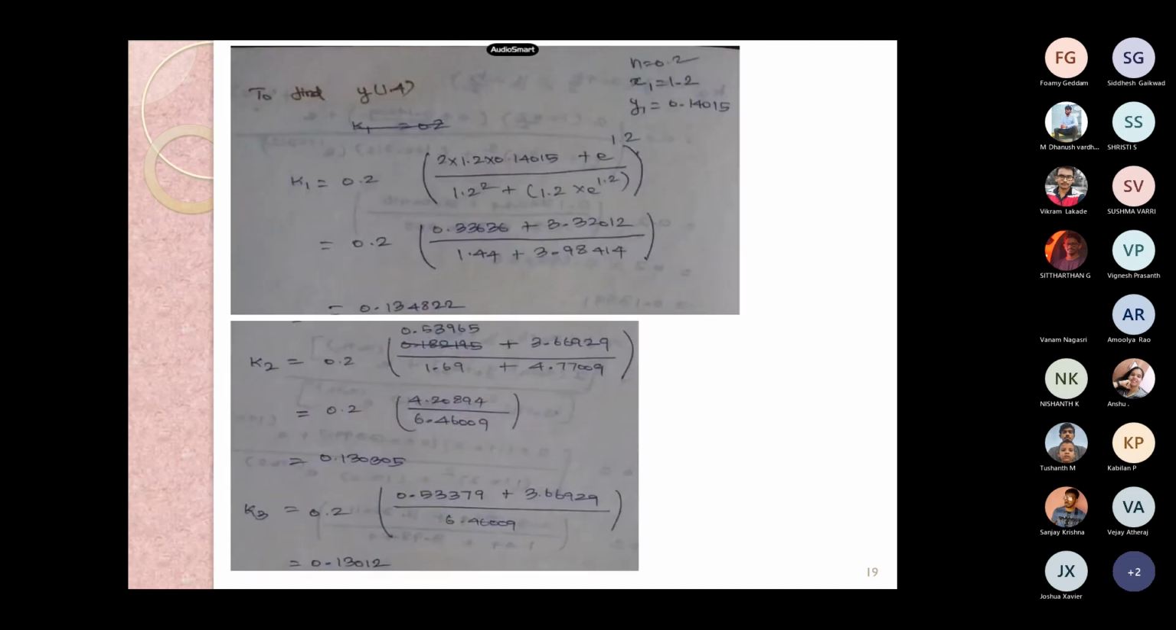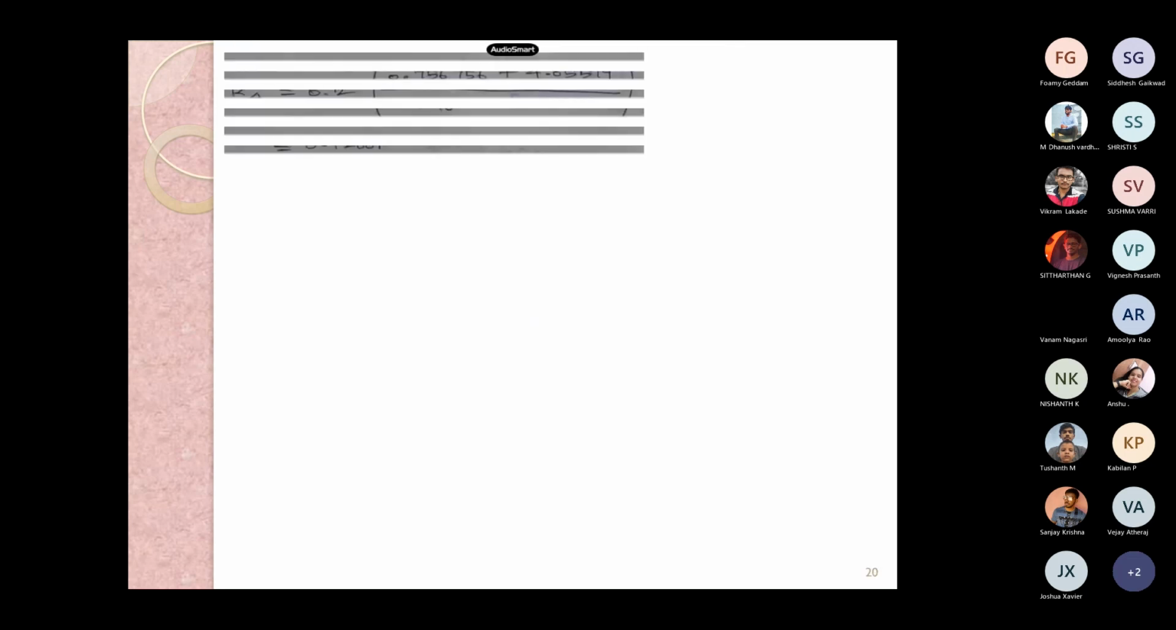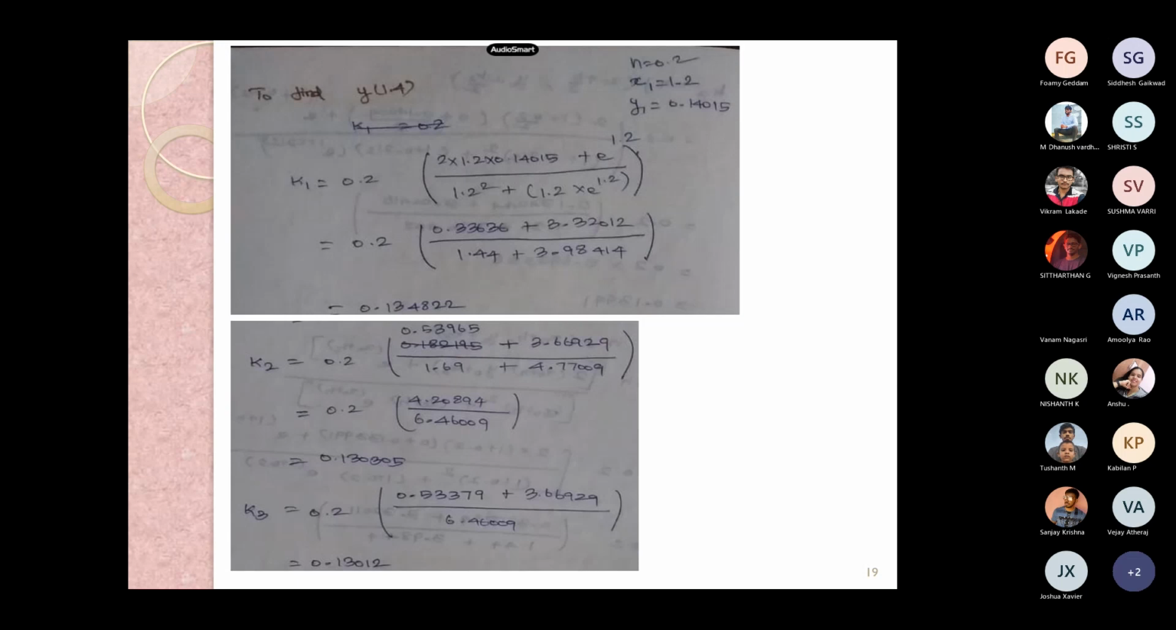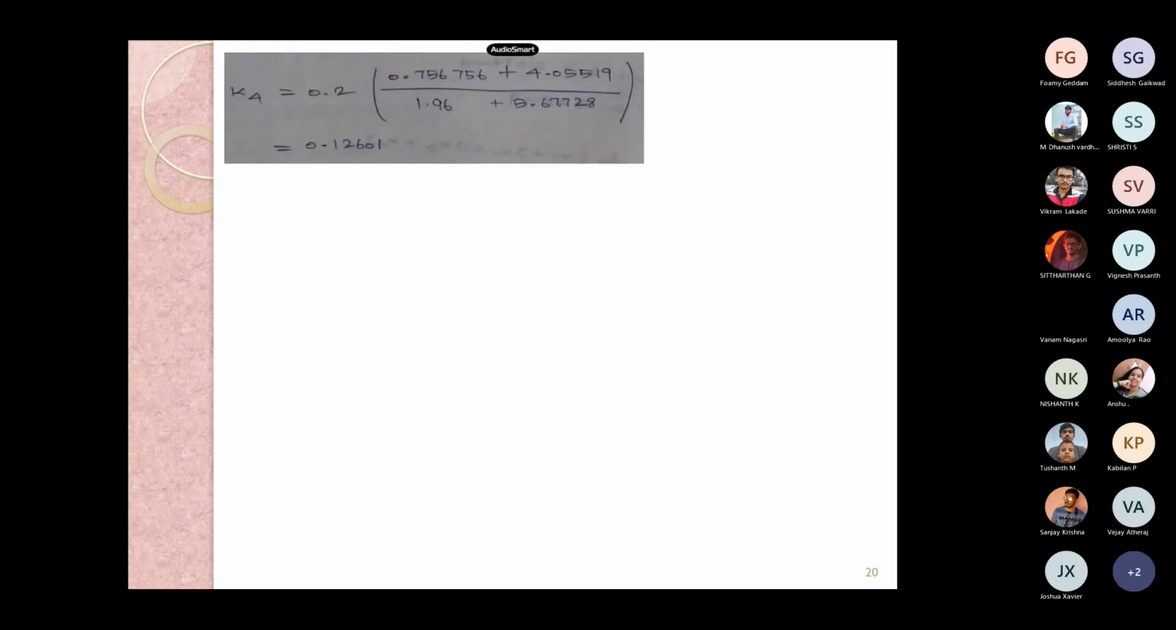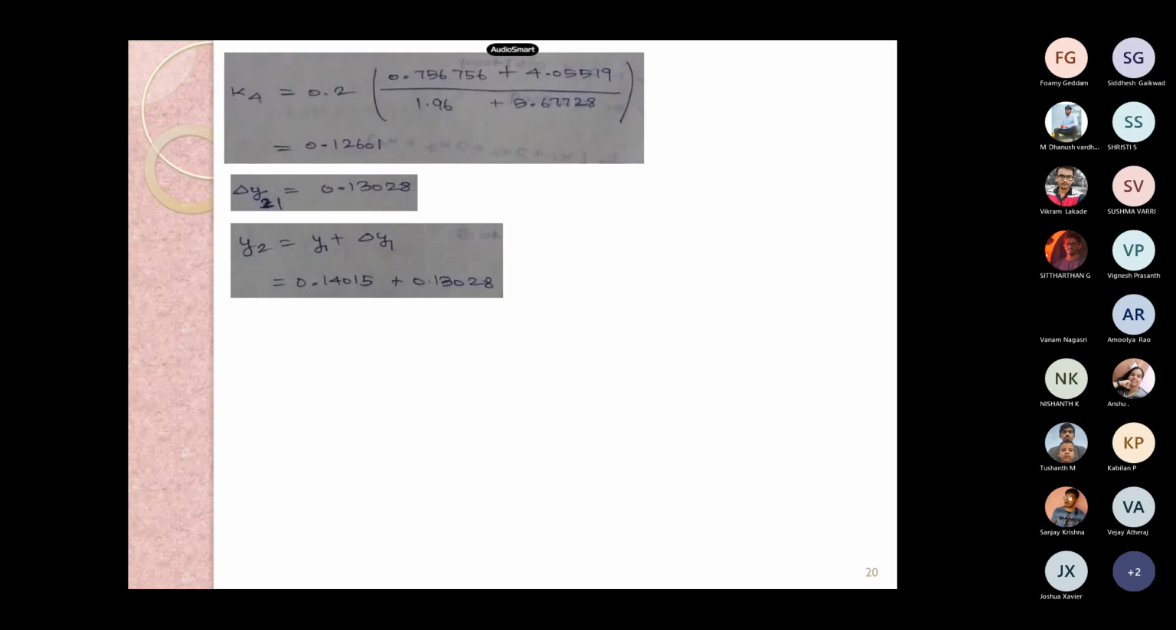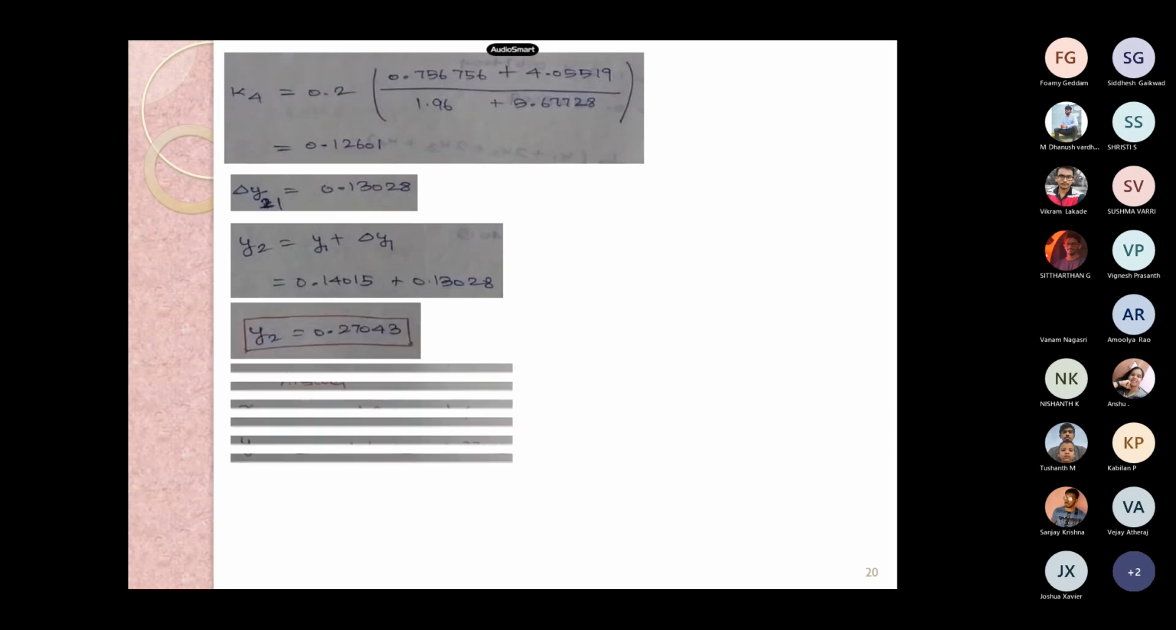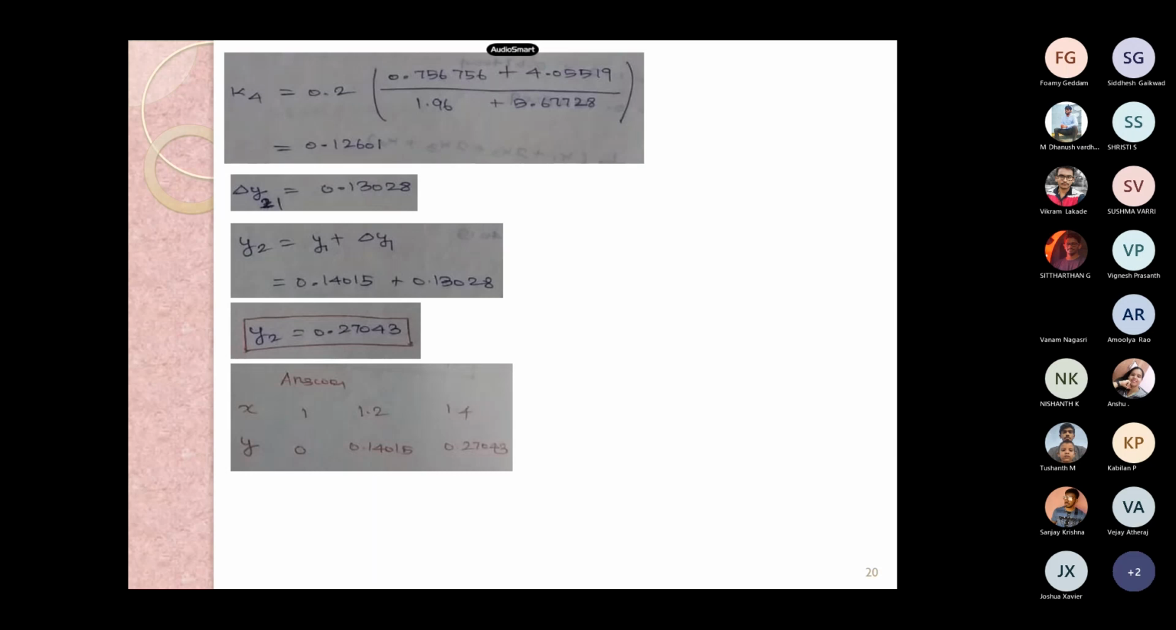And in similar fashion, we need to find the value of y at 1.4. Our k1 is equal to 0.134822 and k2 is equal to 0.13012. And k4 is 0.12601, and delta y1 is equal to 0.13028, and our y2 is equal to 0.27043. And you make it as a table. If the required value is only one, then leave it. If there is more than one, you make a table and present it. This is the required table.